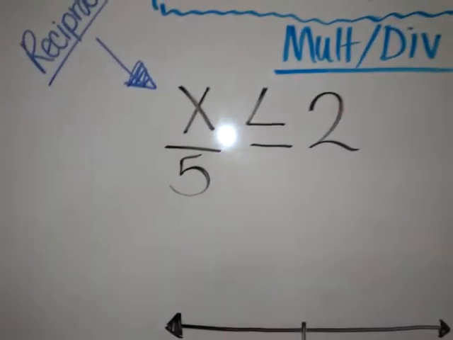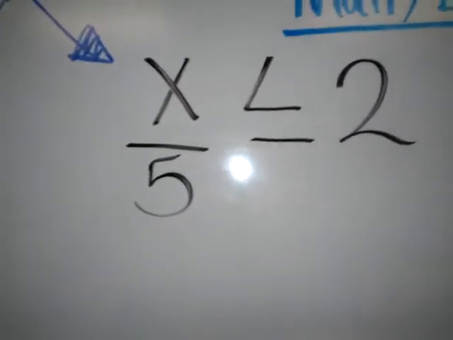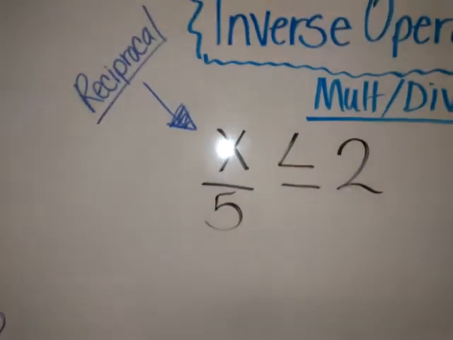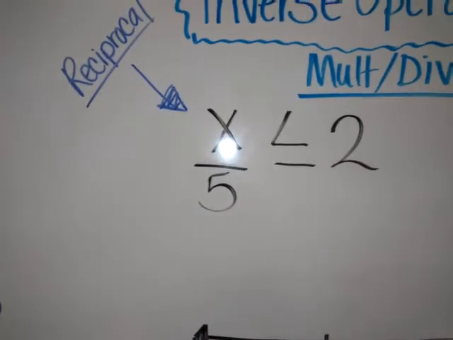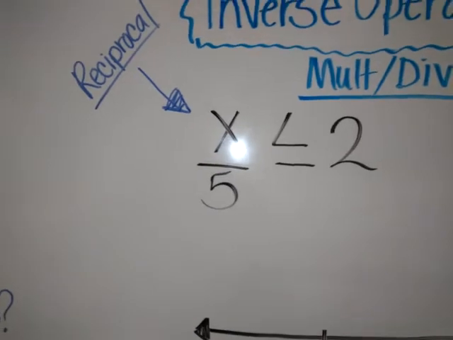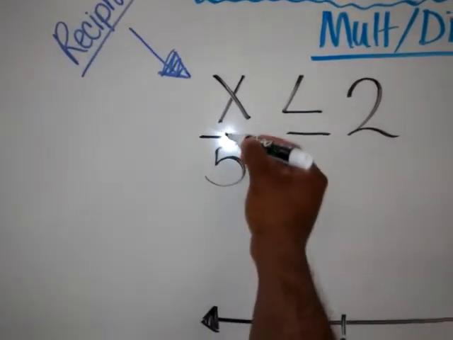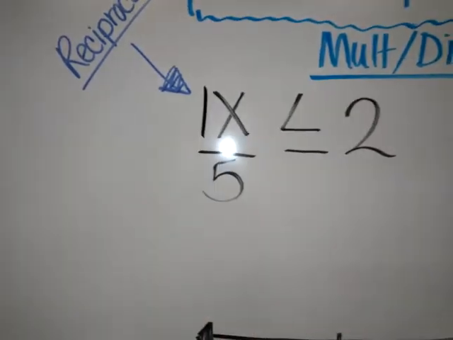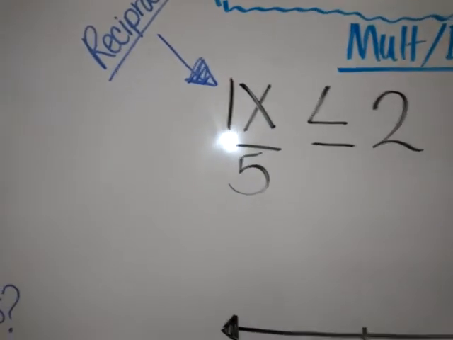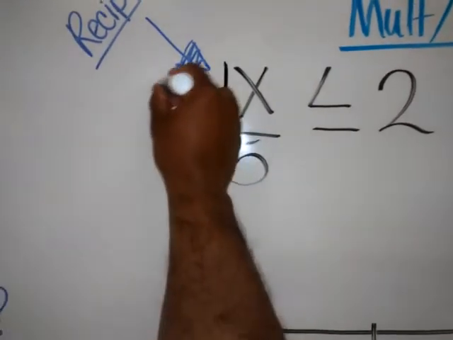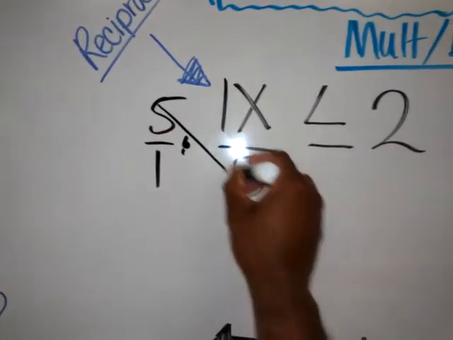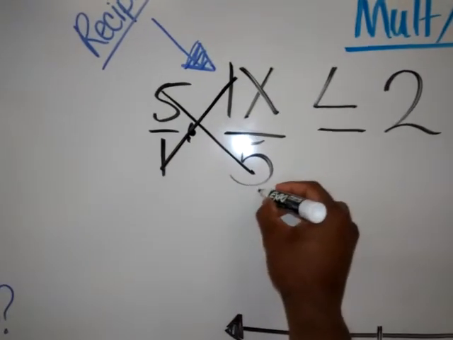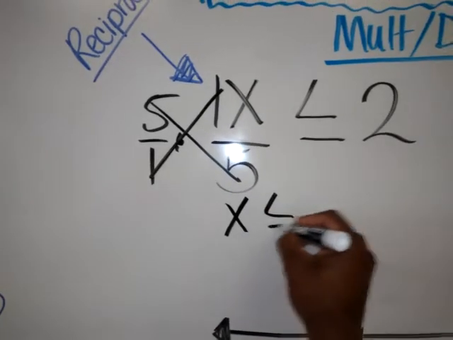All right, let's look at this first problem. You also see I have there reciprocal, because this is a fraction, which implies division. So to get rid of division, we need to multiply by the reciprocal. This is just like saying 1/5. The opposite of 1/5 as a reciprocal is 5/1. These are now going to cancel. X is now isolated by itself: x less than or equal to.